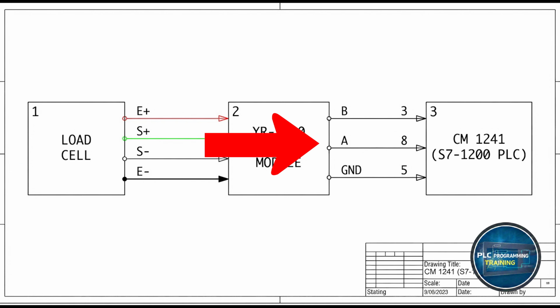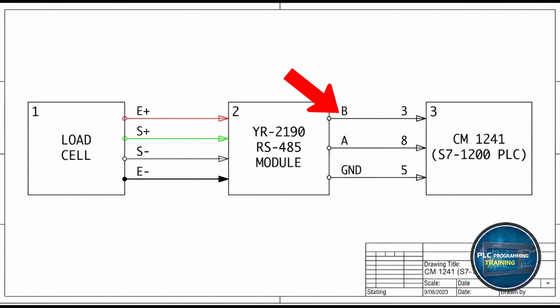So the 4 wires from the load cell will be connected directly to the E plus, S negative and E negative terminals. On the other side, in this load cell amplifier, we have B, A and ground terminals for the Modbus communication. Wire from the terminal B will be connected to the terminal number 3, A will be connected to the terminal number 8 and ground will be connected at the terminal number 5 of the CM1241 RS485 module.